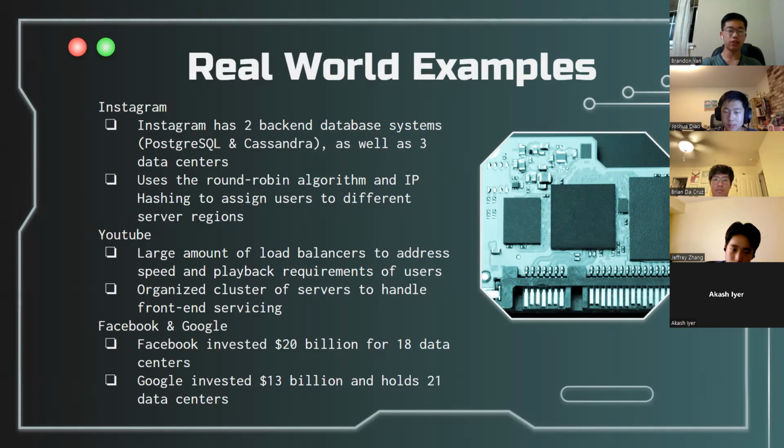And then this continues with other companies, one of them being YouTube. As I mentioned, they have a large number of load balancers, and they also have an organized cluster of servers to handle front-end servicing. Just as Instagram has, YouTube also has a lot of measures to make sure they have speed and reliability. Even if one data center goes down, there are still a lot of data centers up and running to process the information, and it allows for quick speed and reliability, which is something we depend on YouTube for.